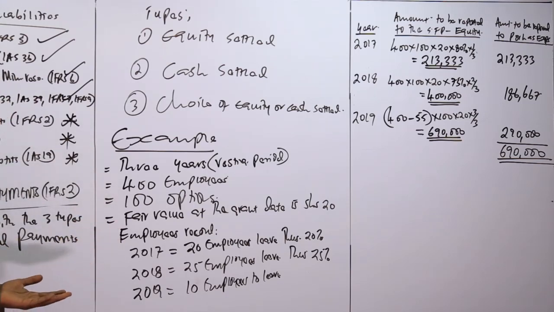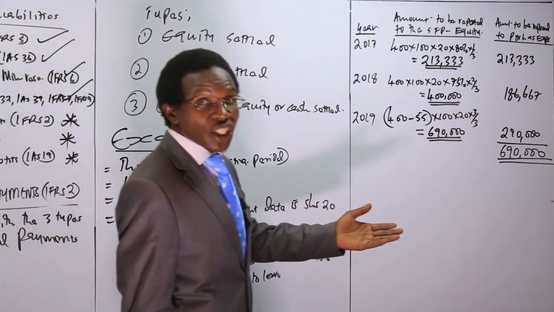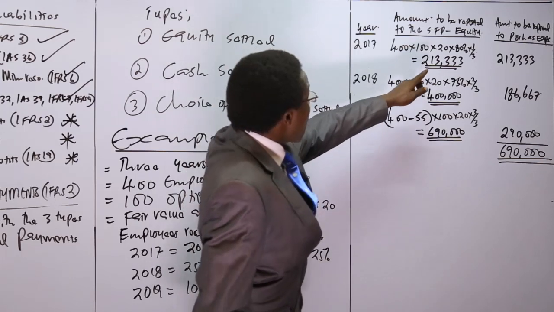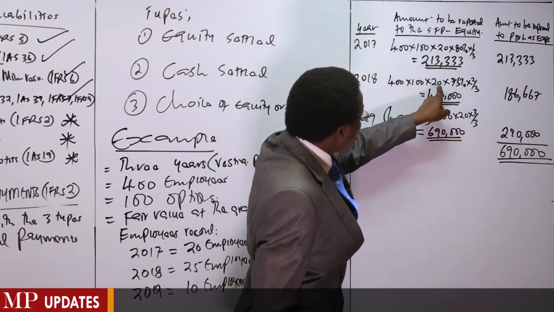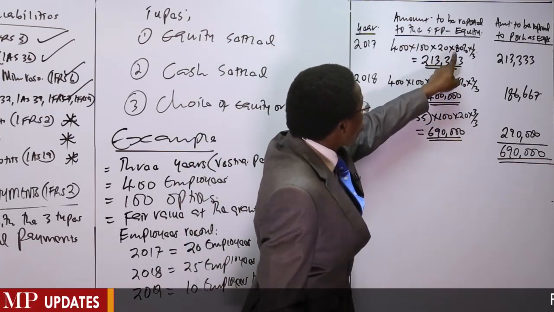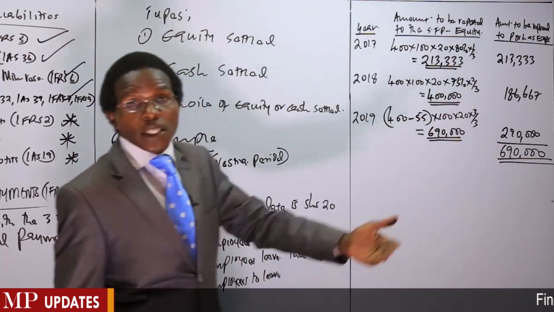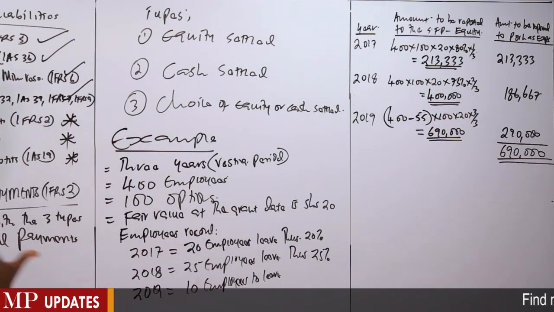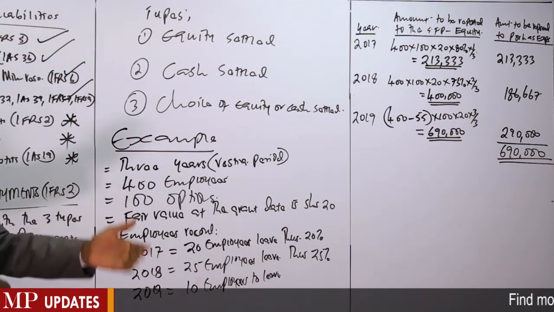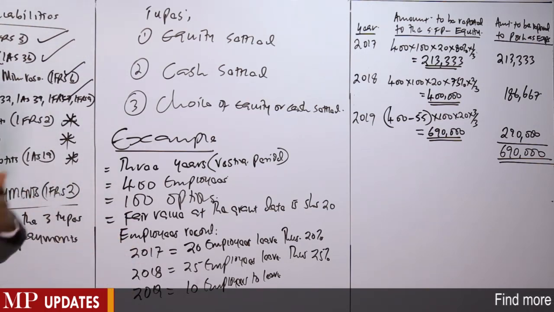Something to remind you about, if for example it was a cash-based payment, then we could not have used the constant 20. We could have changed depending on the market price for that year. We could have made adjustments depending on the market price per share for that particular period. So that's exactly what we should do when it comes to share-based payment.